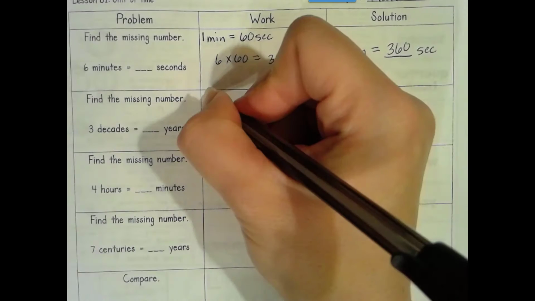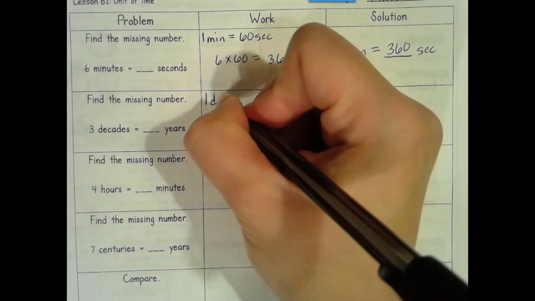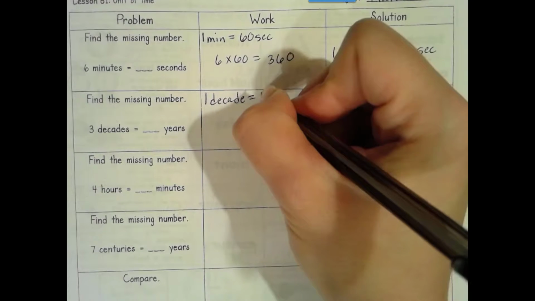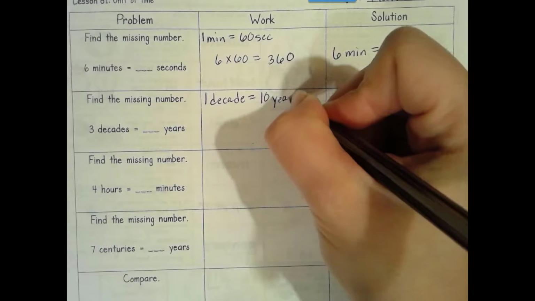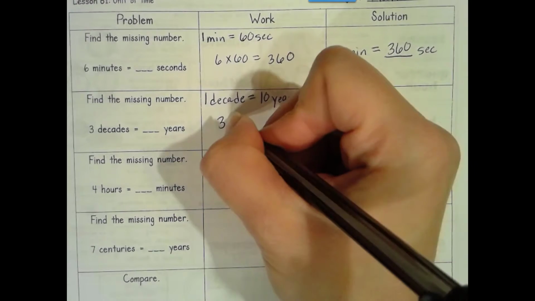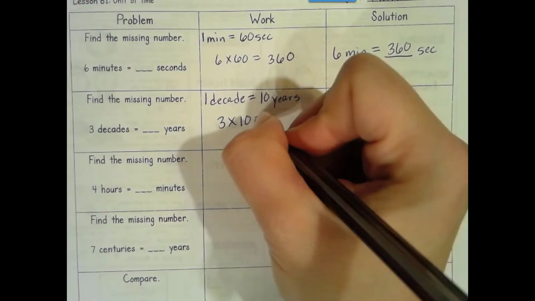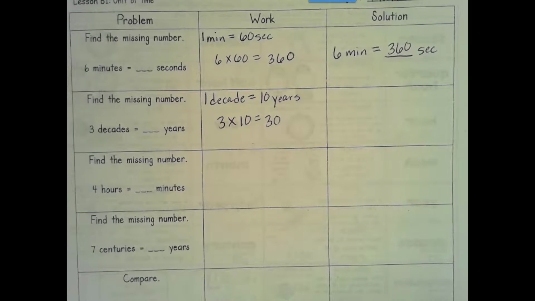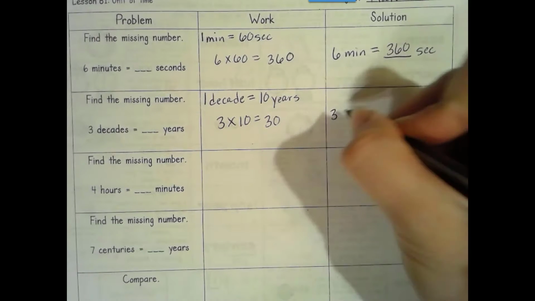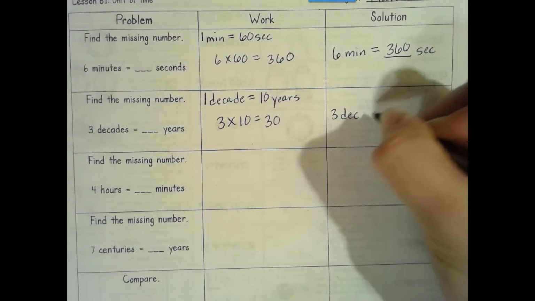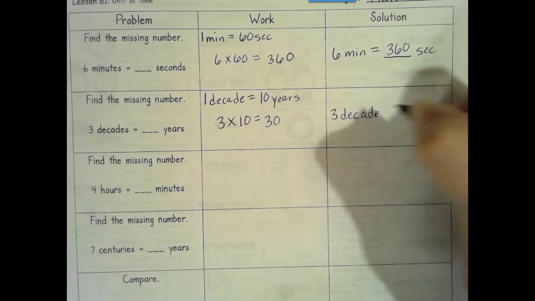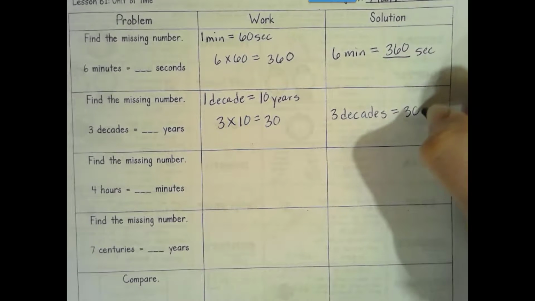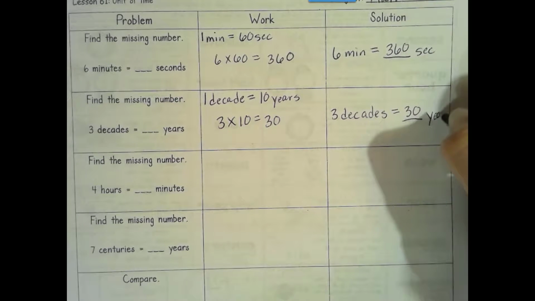Next, 1 decade is equal to 10 years. So 3 groups of 10 is 30. So 3 decades is equal to 30 years.